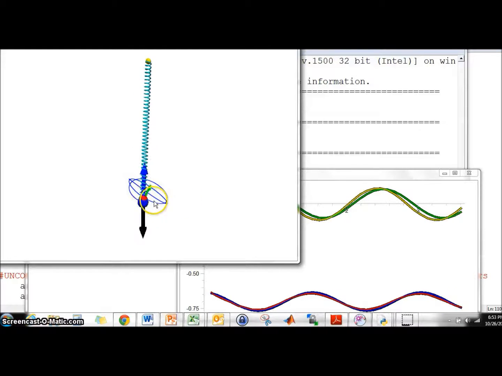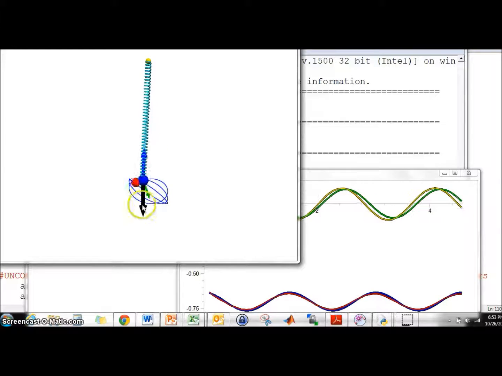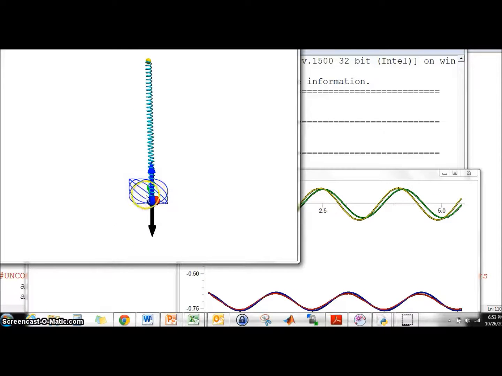The green arrow is the net force, the blue arrow is the force of the spring, the black arrow is the force of gravity. But you see the balls match each other very well all the way through the motion. So I can say that my model predicted it fairly well.